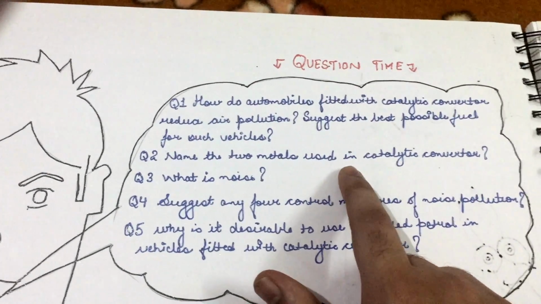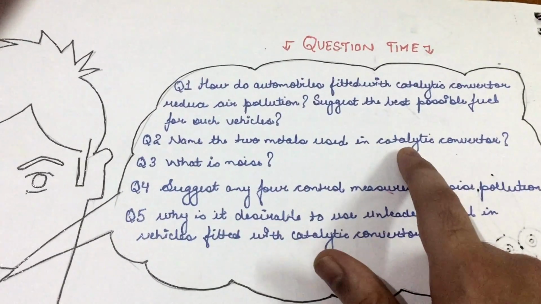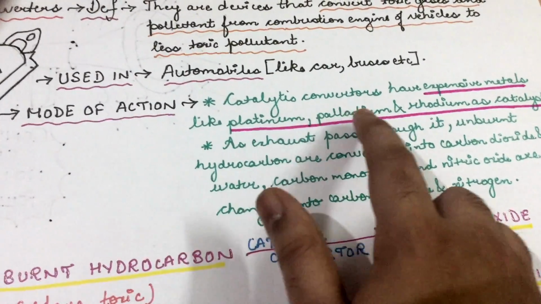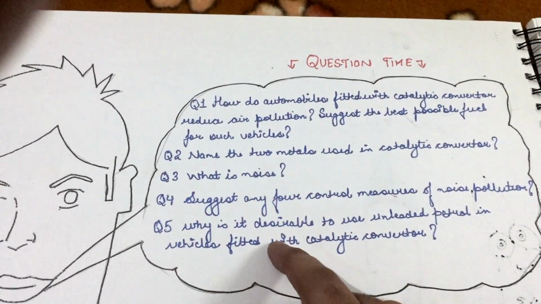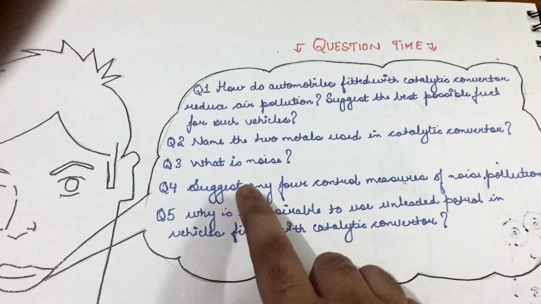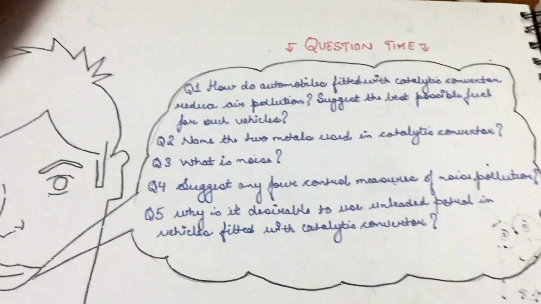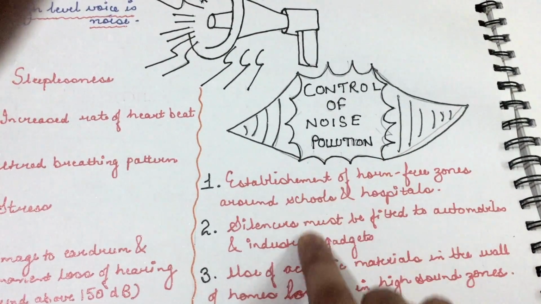Second question is, name two metals used in catalytic converter. Catalytic converters have expensive metals like platinum and palladium. Third question is, what is noise? Any undesirable high level of sound is called noise. Fourth question is, suggest any four control measures of noise pollution. We have learned these three control measures of noise pollution.